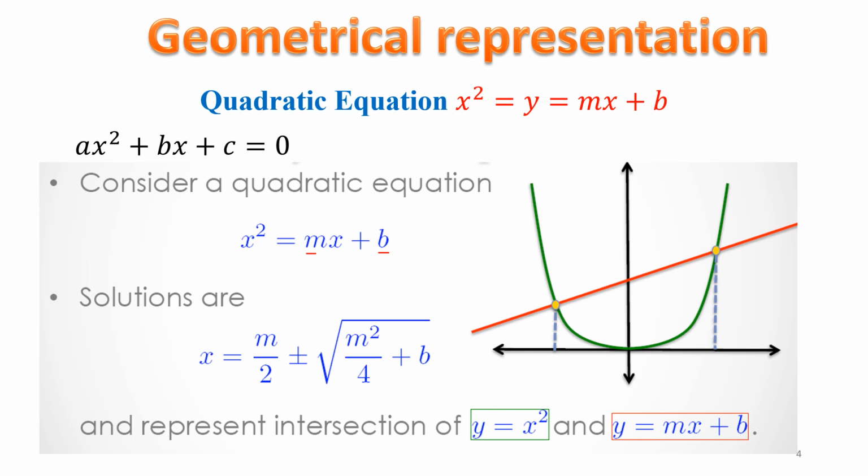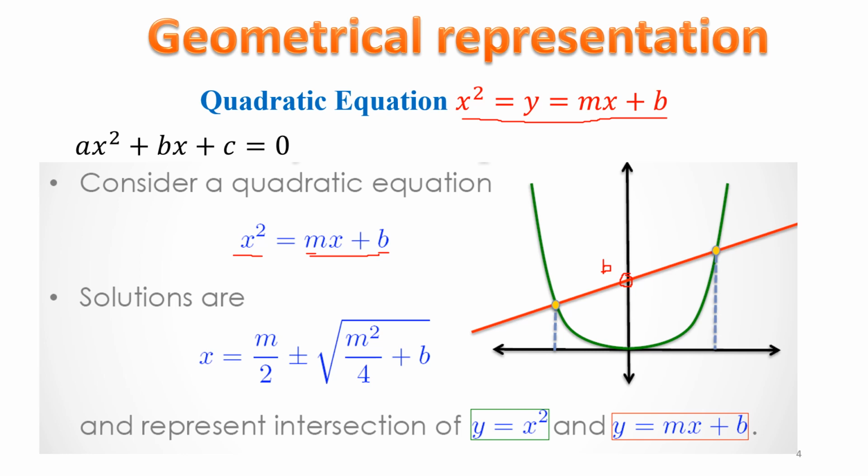Now we can rewrite that as y equal to x square and y equal to mx plus b. So here what we have done, we have split our equation into two components and equated each with y, and we have two equations. One is representing a line: mx plus b is a line having slope m. This red line is indicating that line mx plus b, and b is the intercept of the line on the y-axis.